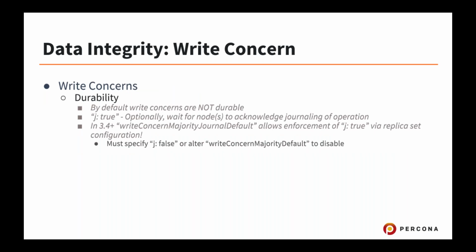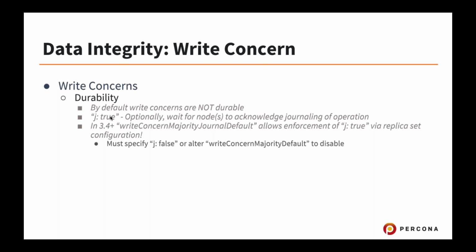In 3.4, the majority journal default was changed. So with your write concern, you can say if it needs to be journaled to disk as well. That's another layer in your write concern: do I write to 3 nodes, or do I write to 3 nodes to disk? That's what the j:true journal flag enables in Mongo. If you set j:true in your write concern, everyone's going to write it to disk. This journal default changed in 3.4, so if you don't specify j:false, it's always going to write to disk.